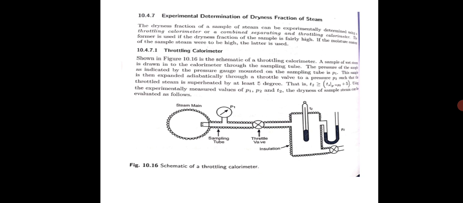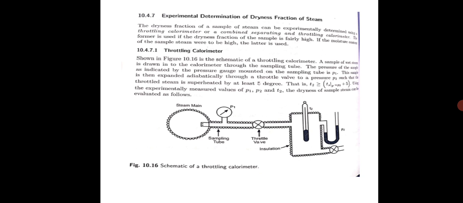So the dryness fraction of a sample of steam can be experimentally determined using a throttling calorimeter or a combined separating and throttling calorimeter. The former is used if the dryness fraction of the sample is fairly high. Throttling calorimeter is used when the dryness fraction is very high, like 95 and above. Sorry, 0.95 and above. If the moisture content of the sample is high, then the combined separating and throttling calorimeter is used.